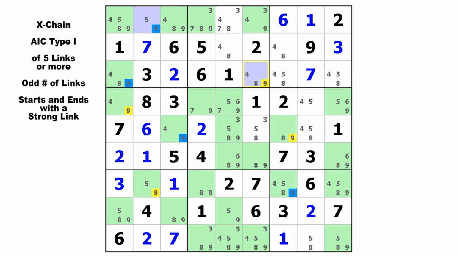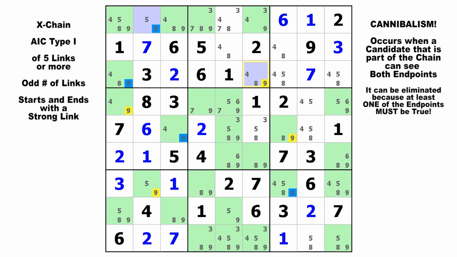false, and this is a very interesting one because we have a cannibalistic elimination. This 9 right here is part of our chain, but it sees both of those endpoints, so it is false. Now this is legal. Even though it's part of the chain, it is false, and you can eliminate it, and this is called a cannibalistic elimination. And the other two 9s that can see both of the endpoints are here and here. So there are 3 eliminations on this one. But don't forget, if a candidate is part of the chain, but if it sees both endpoints, it is false, and you can eliminate it.